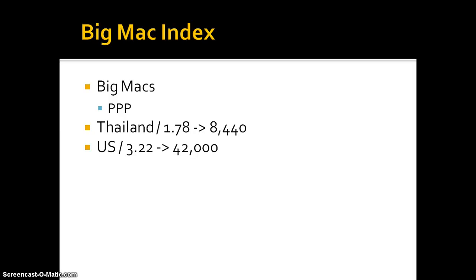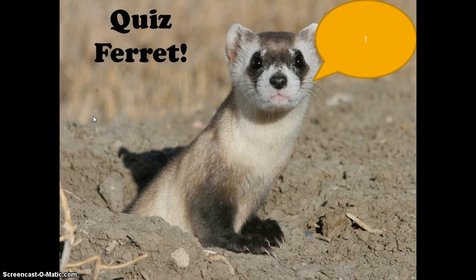So what's the deal? Well, look at this. The average income of someone living in Thailand was $8,440, whereas the average income of the American, which has increased by now, was $42,000. So you look at the percentage of the income that the Big Mac takes up, the $1.78 to $8,440 versus $3.22 to $42,000. Obviously, the percentage of income is much less for the American Big Mac than the Thai Big Mac. And so again, that gives you an idea of what this concept of PPP, or purchasing power parity, is. It gives us an idea of the strength of the currency.